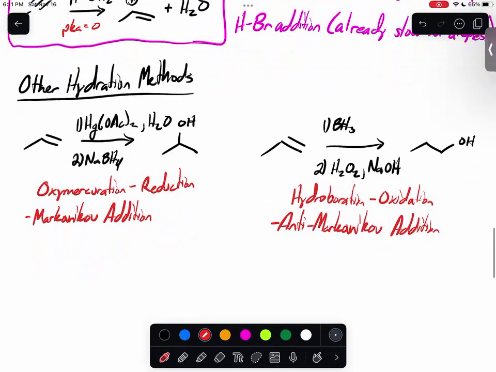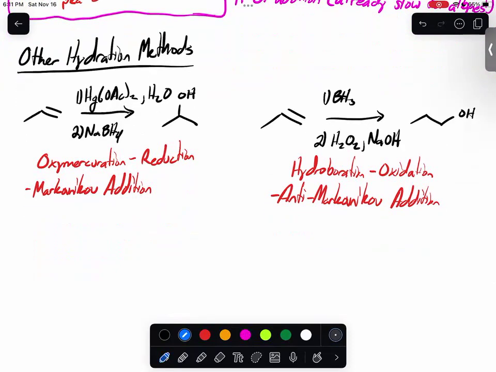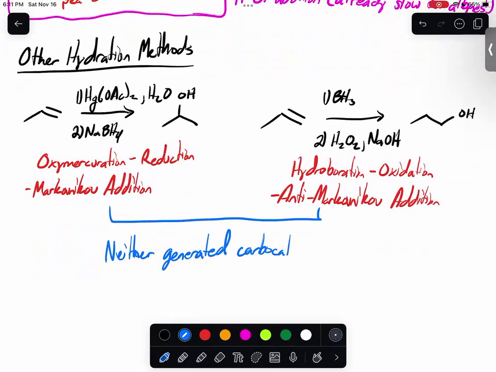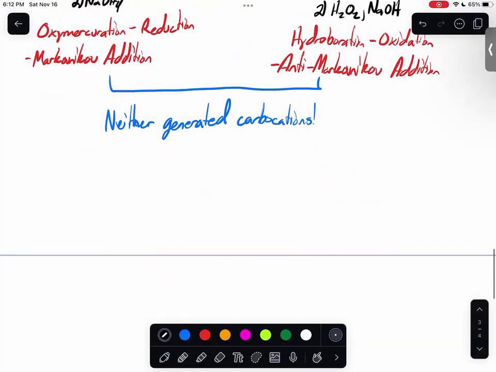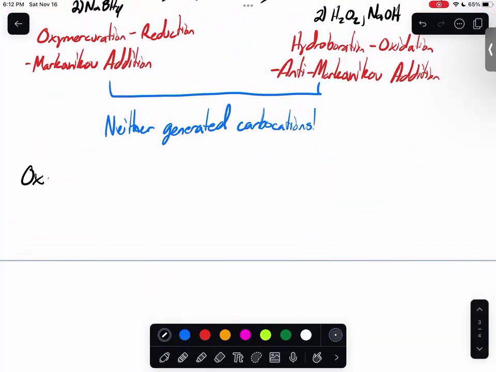And what did these two things share in common? Well, the common linker between these is that neither generated carbocations. So what that means is that these should also work for our alkynes. So let's take a look at what these actually do for our alkynes, starting with our oxymercuration reduction.